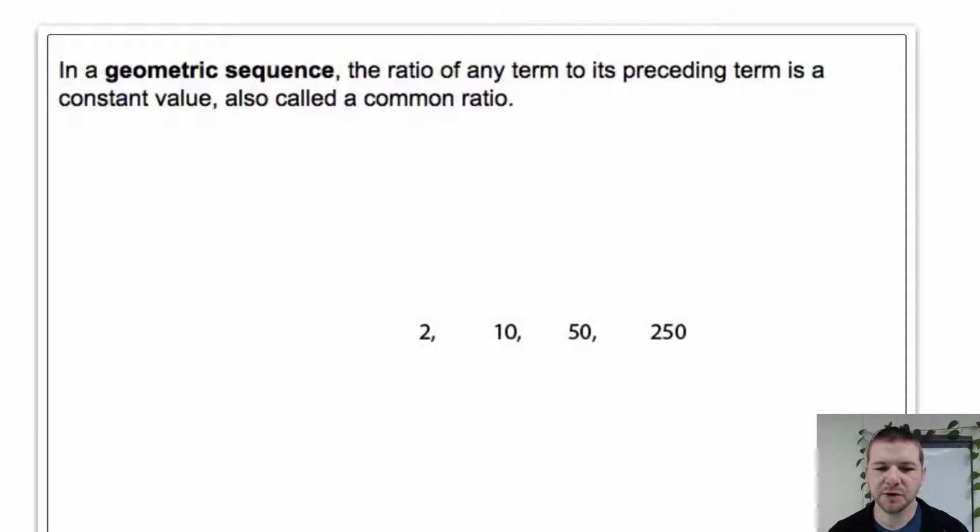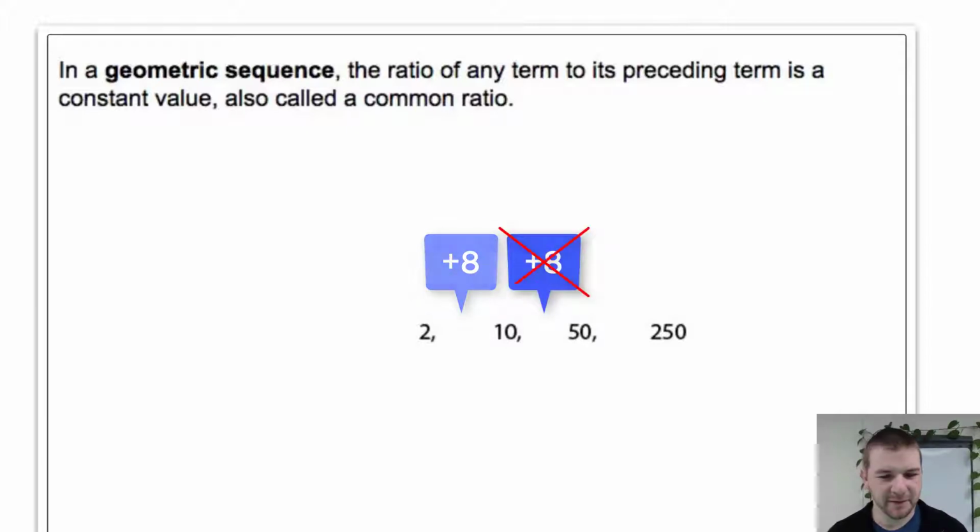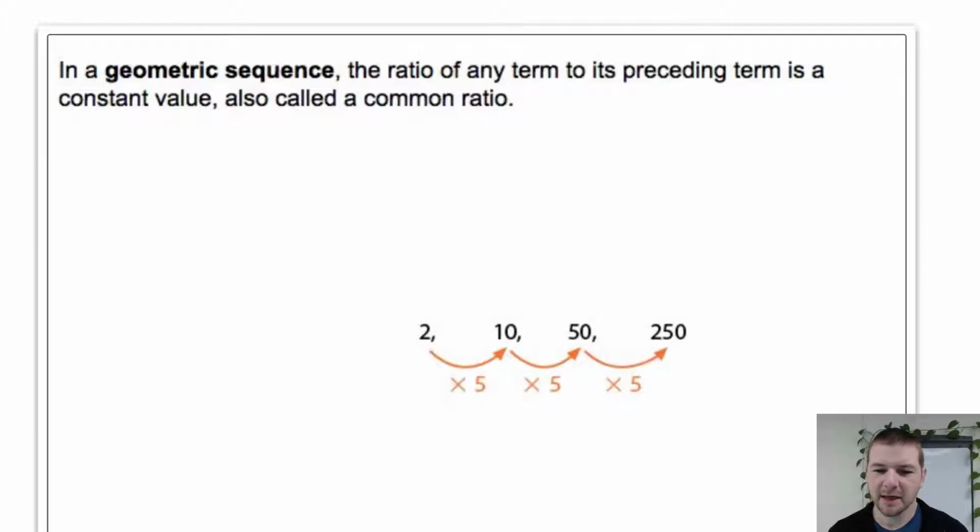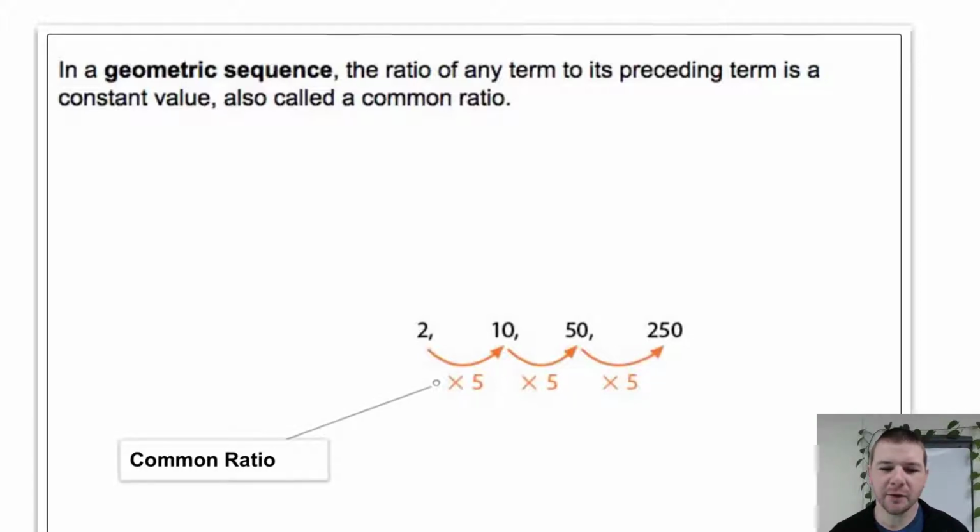Consider the sequence 2, 10, 50, 250. 2 is an example of a term, 10 is also a term, 50 and 250 are the four terms shown in this sequence. Note that to get from 2 to 10, we could add 8, but adding 8 to 10 does not get us to 50. Instead, we should multiply by 5. 2 times 5 is 10, and 10 times 5 is 50. 50 times 5 is 250. That value 5 is called the common ratio.